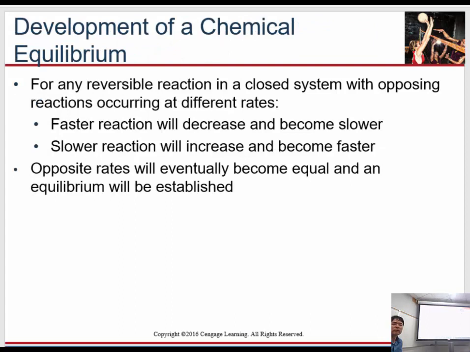Okay, development of a chemical equilibrium. For any reversible reaction in a closed system with opposing reactions occurring at different rates, the faster reaction will decrease and become slow. The slower reaction will increase and become faster. Don't worry about this. Opposite rates will eventually become equal and equilibrium will be established.